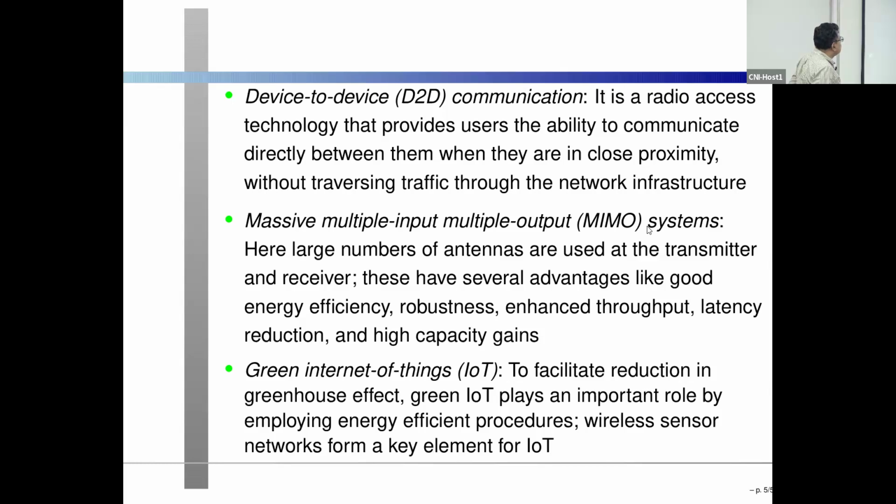And so, of course, you can have diversity in other modes like frequency or time, but we'll particularly focus on spatial ones, which involve antennas. And they have advantages like good energy efficiency, robustness, enhanced throughput, etc. And finally, you have this concept of green IoT or Internet of Things. So it reduces the greenhouse effect and plays an important role by employing energy efficient procedures.